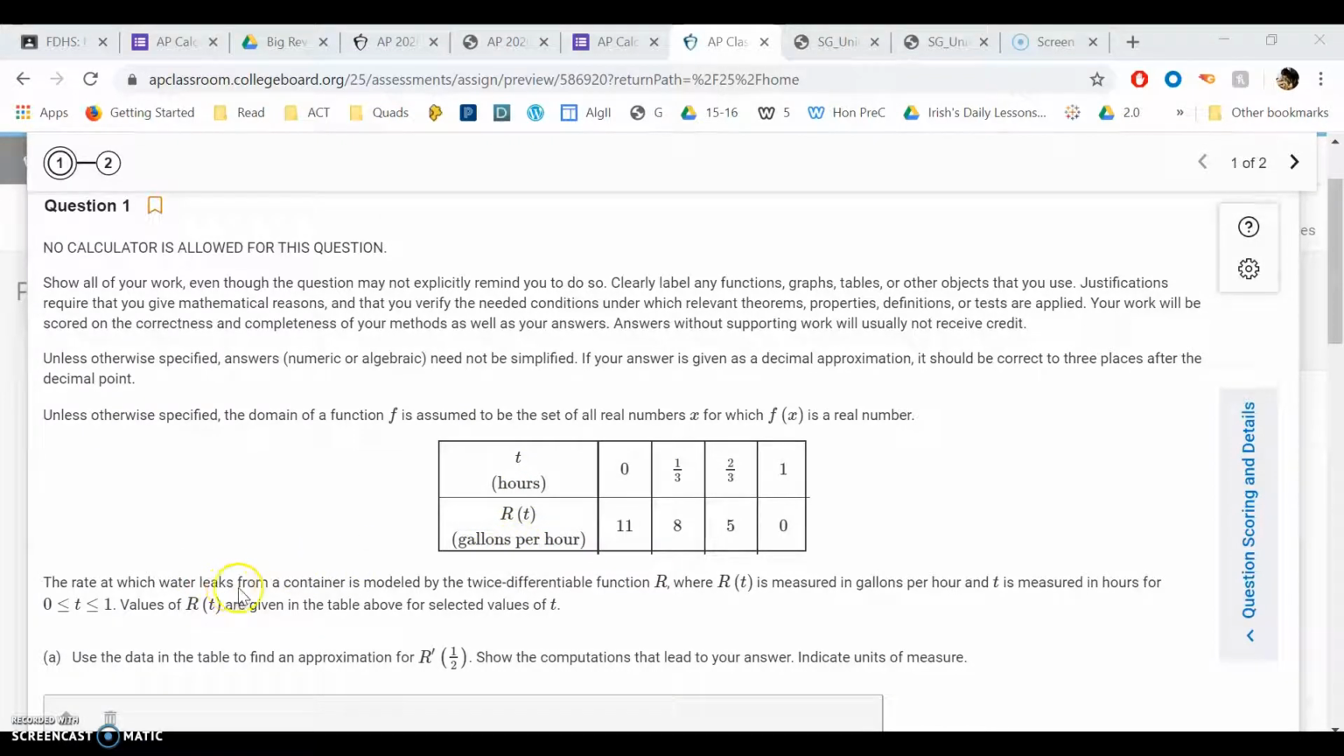The rate at which water leaks from a container is modeled by the twice differentiable function r, where r of t is measured in gallons per hour, and t is measured in hours for 0 < t < 1, so anything between 0 and 1 hours. Values of r of t are given in the table. At 0 hours, at a third of an hour, at 2/3 of an hour, at 1 hour, this is how many gallons per hour are leaking. So this is a rate right here. Even though it's not a prime, I know that this is a rate.